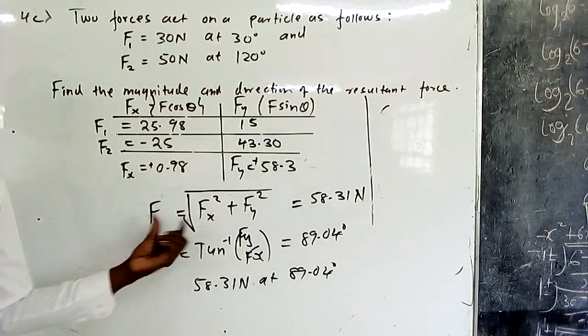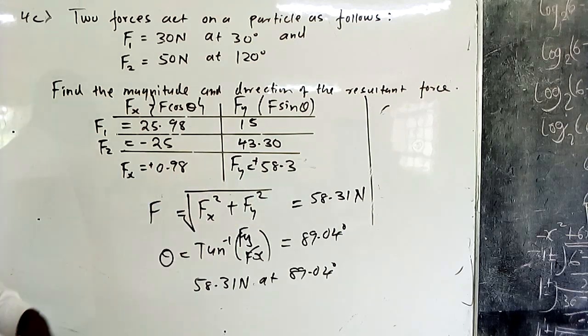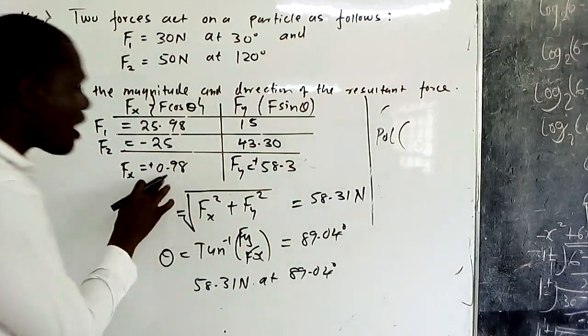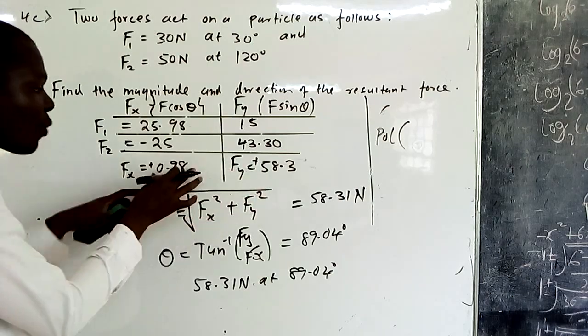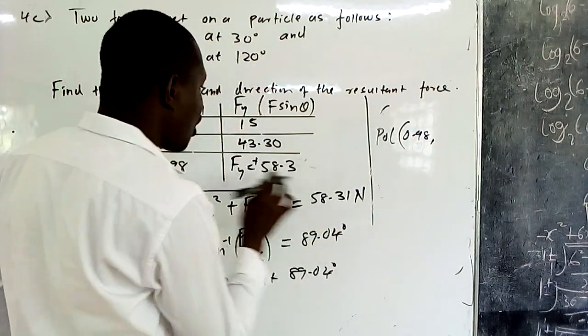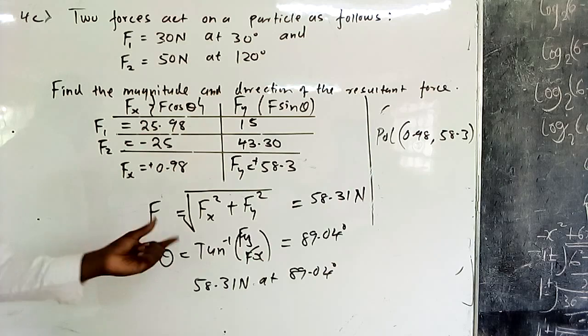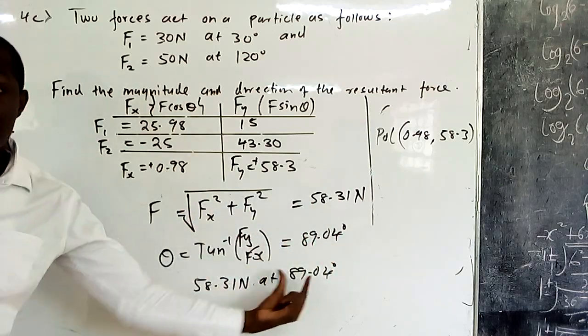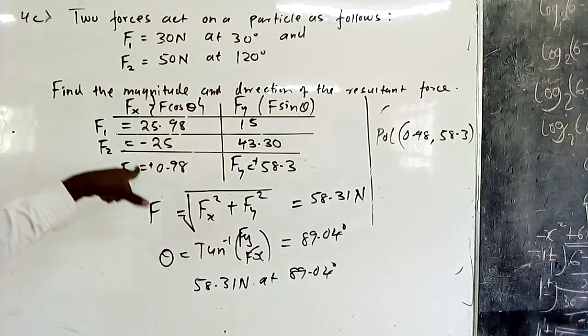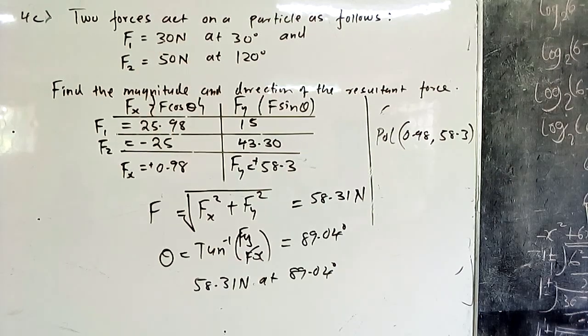So for you to get f, you go to the polar form of xy. You go to the calculator and you press, what is the polar form of xy? What is the polar form of 0.98, 58.3? The polar form of xy. It will give you r, which is the magnitude, and it will give you theta, which is the direction. Can you put that in the calculator? The polar form of xy. We are not looking for the rectangular form now.